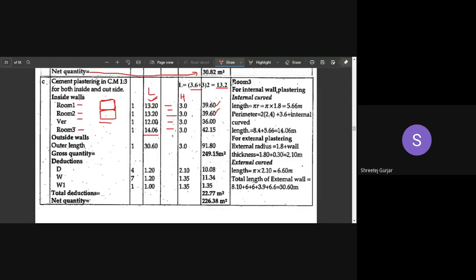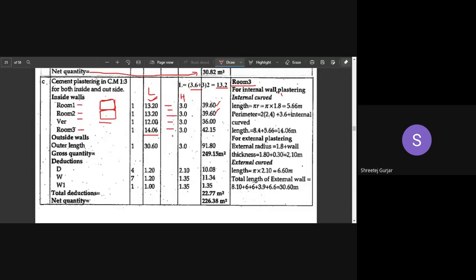For room 3, they have mentioned clearly, for internal plastering, plastering of a curved part, internal curved part. We know that the perimeter is given by 2 pi r for a circle, and for half of a circle, that is a semicircle, it is pi r. So the radius they have given is 1.8. So pi into 1.8 we get as 5.66.